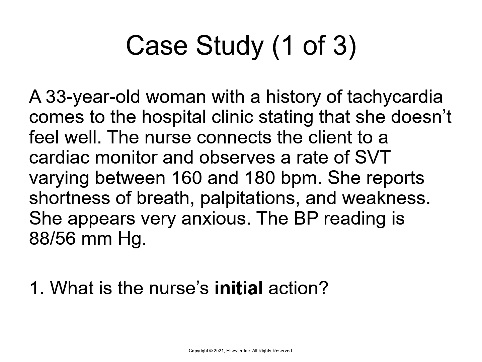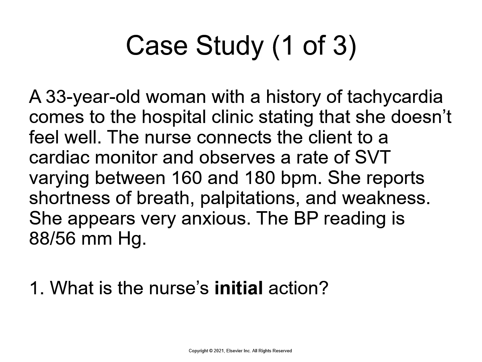Let's look at a case study of a person who has a history of tachycardia. She's 33. She doesn't feel good, and she comes to the ER, and they put her on the monitor, and her heart rate is between 160 to 180 beats per minute. She's short of breath, has palpitations, and weakness. She's very, very anxious, and her blood pressure is 88 over 56. What are you going to do first for this patient?